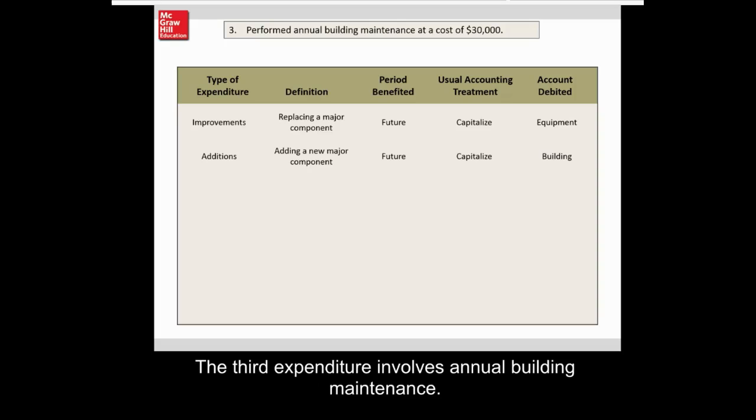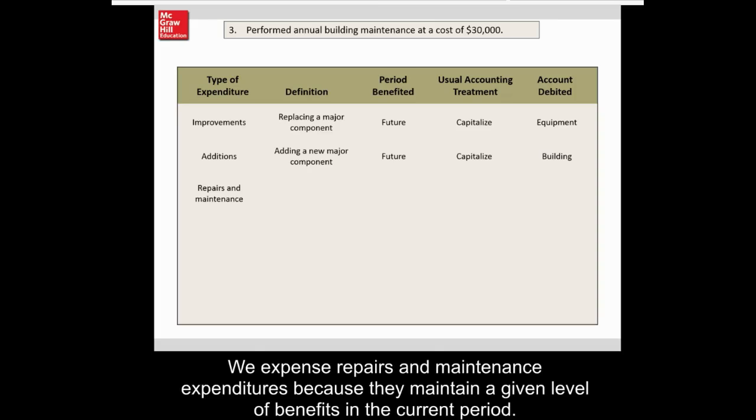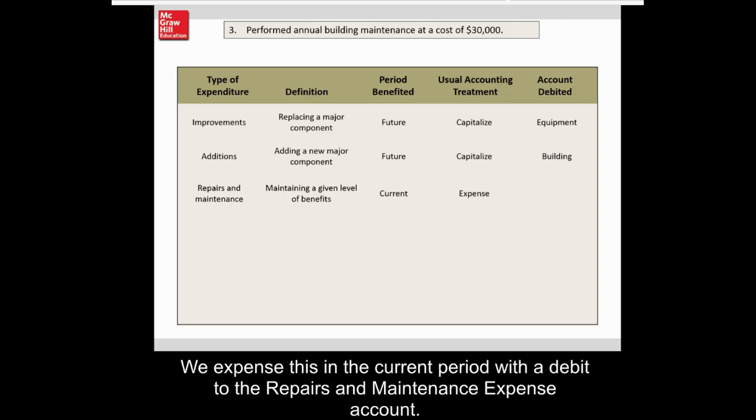The third expenditure involves annual building maintenance. This is a repairs and maintenance cost. We expense repairs and maintenance expenditures because they maintain a given level of benefits in the current period. We expense this in the current period with a debit to the repairs and maintenance expense account.